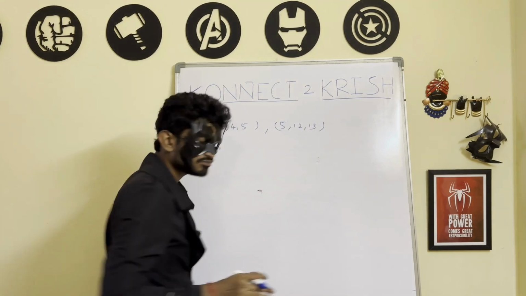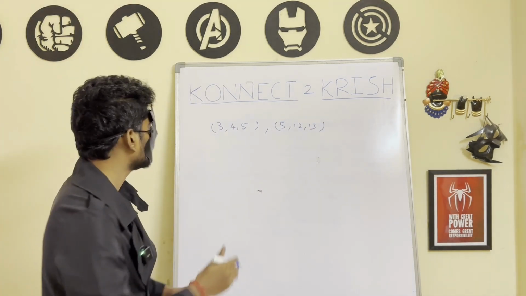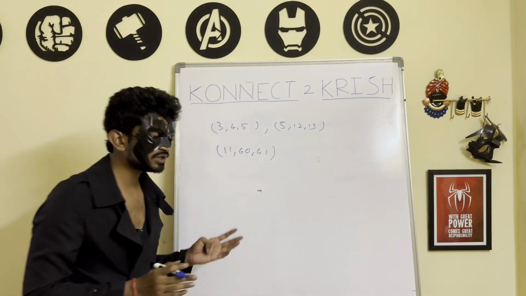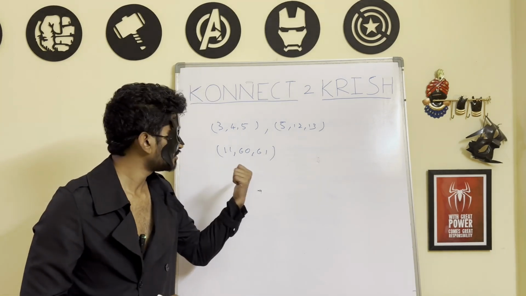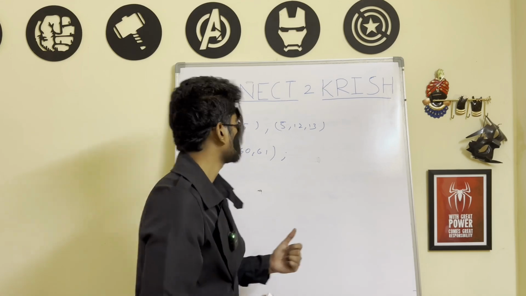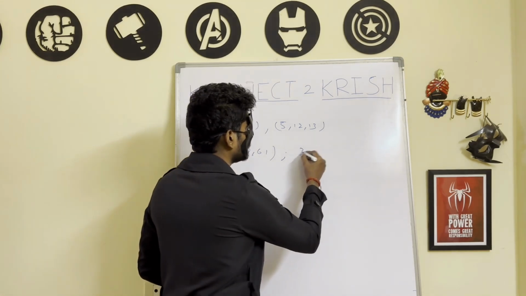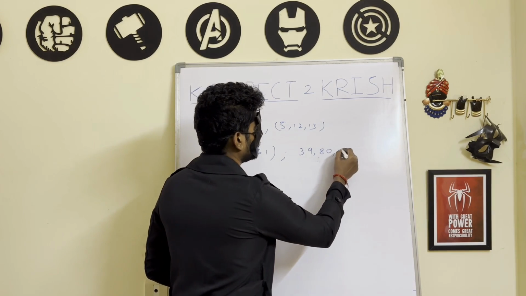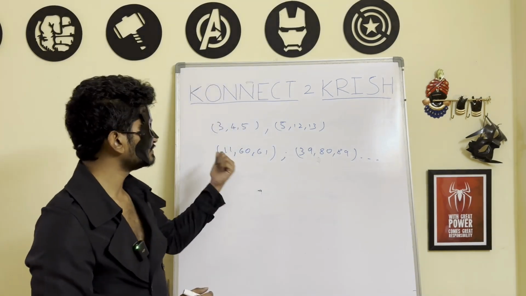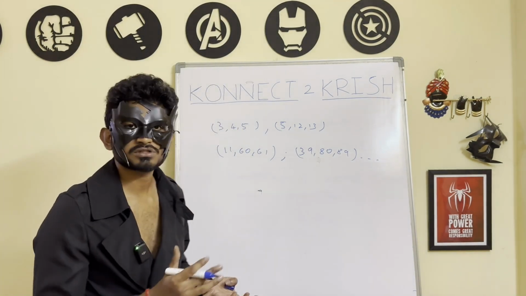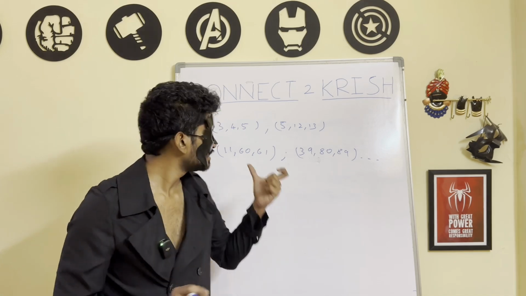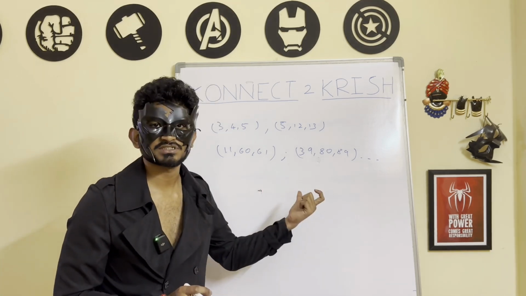But there are some complicated triplets as well. For example, 11, 60, 61. These you might have not learned, but you need to remember these triplets also, so that you will be able to solve the questions faster than others. For example, the other triplet is 39, 80, 89, and so on. You need not remember all the triplets, but you can categorize them as important. If they have appeared in any of the previous year questions, you can memorize them.